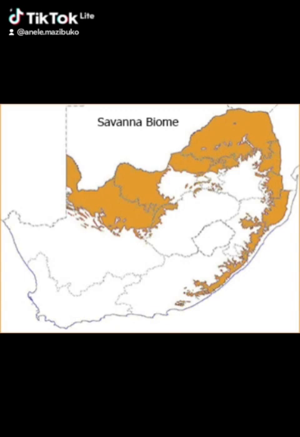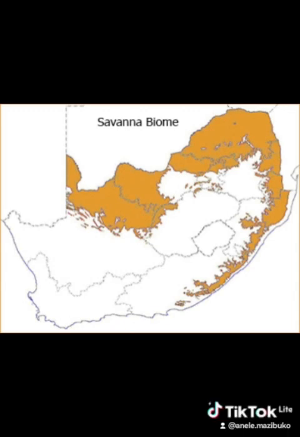The savanna biome is located in Mpumalanga and Limpopo. This region mostly experiences hot temperatures and summer rainfall. Because of this, the vegetation in this area includes tall green trees and grasslands, because after it rains, the sun comes out and then the trees and the plants grow.